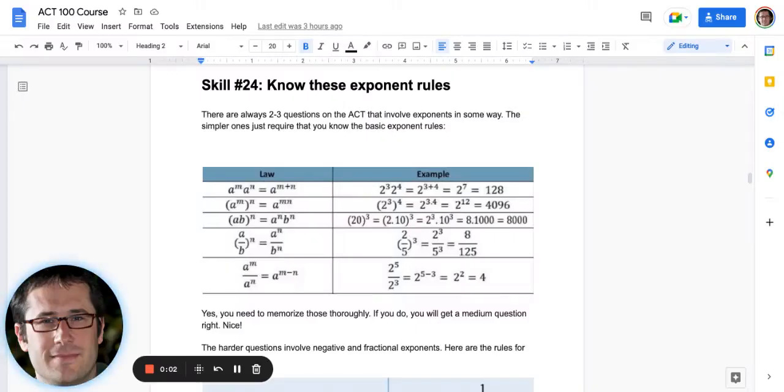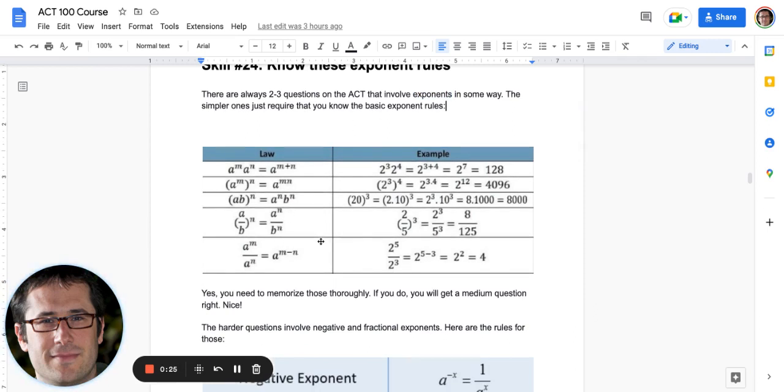All right, so skill 24, a really important math skill. Know these exponent rules. You will have 2 to 3 questions on the ACT that involve exponents in some way, sometimes more. You might have 4. So it's definitely an important concept, and it all kind of comes down to these rules. I'm going to walk through these real fast. You probably know them, but the thing about the ACT is that you really have to memorize them very, very fully.